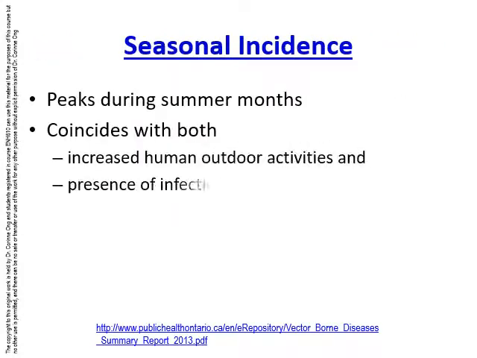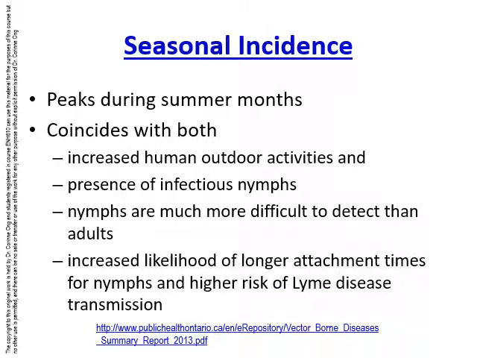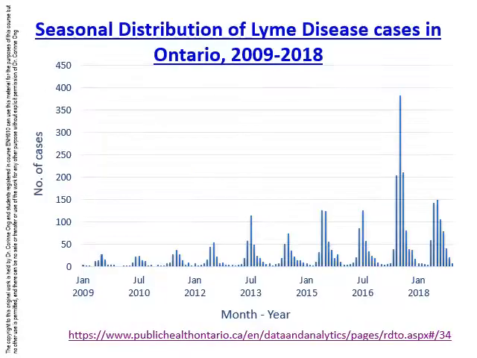The incidence of Lyme disease is seasonal, peaking during the summer months. This coincides with both increased human outdoor activities and presence of infectious nymphs. Since they're so small, nymphs are much harder to detect than adult ticks, and they're more likely to attach for longer periods of time, thus increasing the risk of disease transmission.